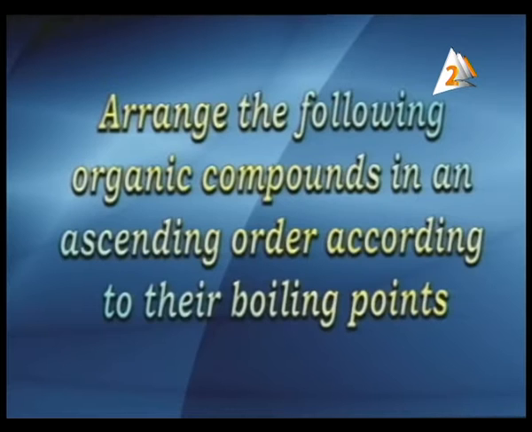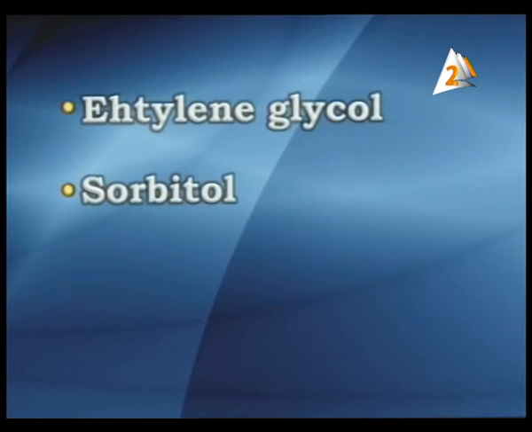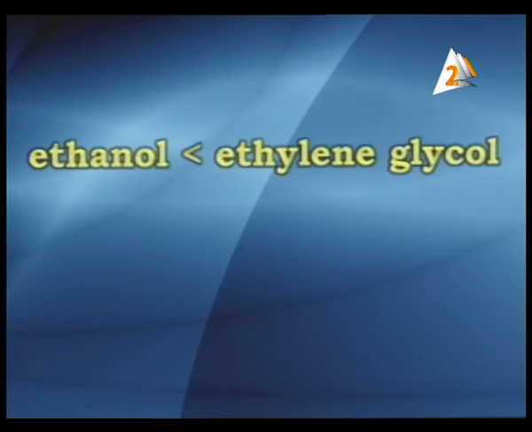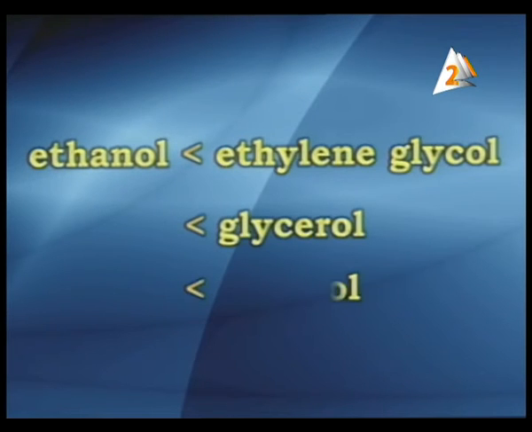Next type of question, arrange the following organic compounds in an ascending order according to their boiling point. Ethylene glycol, sorbitol, glycerol, ethanol. As shown on the screen, ethanol less than ethylene glycol, less than glycerol, less than sorbitol, as the number of hydroxyl groups increases and hydrogen bonds increase.